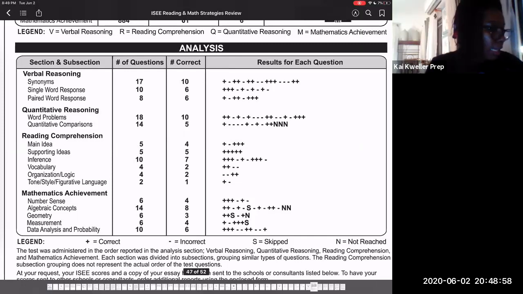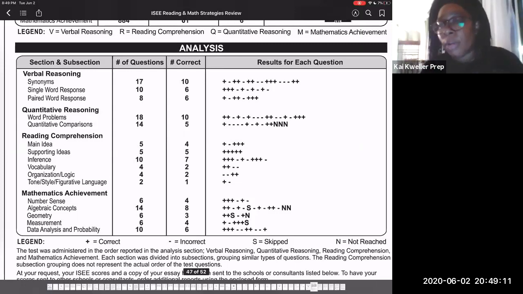They actually divide it and show you which questions fall under which style. For example, they have synonyms, single word response, paired word response. Those are three different types of questions for verbal reasoning, and so on and so forth. They'll give you a thorough breakdown of how you did under each of those, so you can really target your studying specifically to what you want to know.